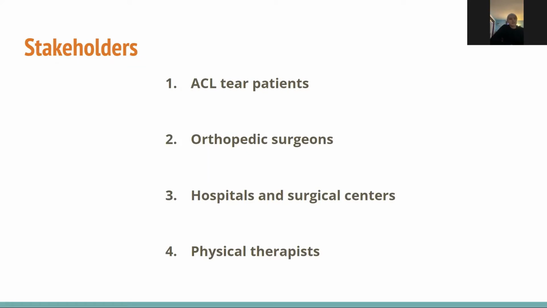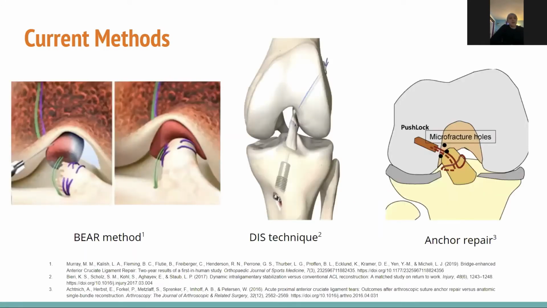We also identified 4 main stakeholders involved in our project. First, the target population, the patients themselves, as well as the orthopedic surgeons performing the procedure, the hospitals and surgical centers where the procedures take place, and the physical therapists who help the patients rehabilitate their injury after the surgery. Our main competitor will be the traditional ACL reconstructive surgery, which we've already talked about along with its many limitations. There are also a few other methods that are currently being used in clinical trial.